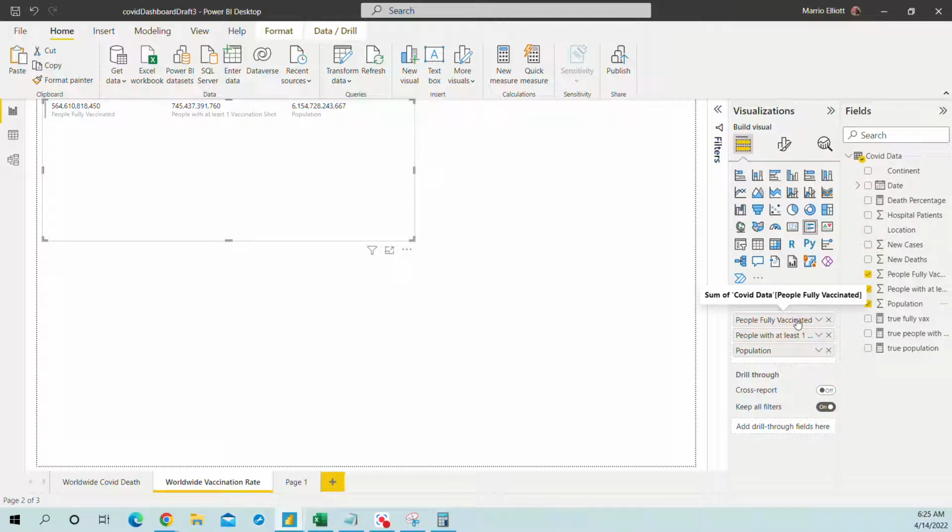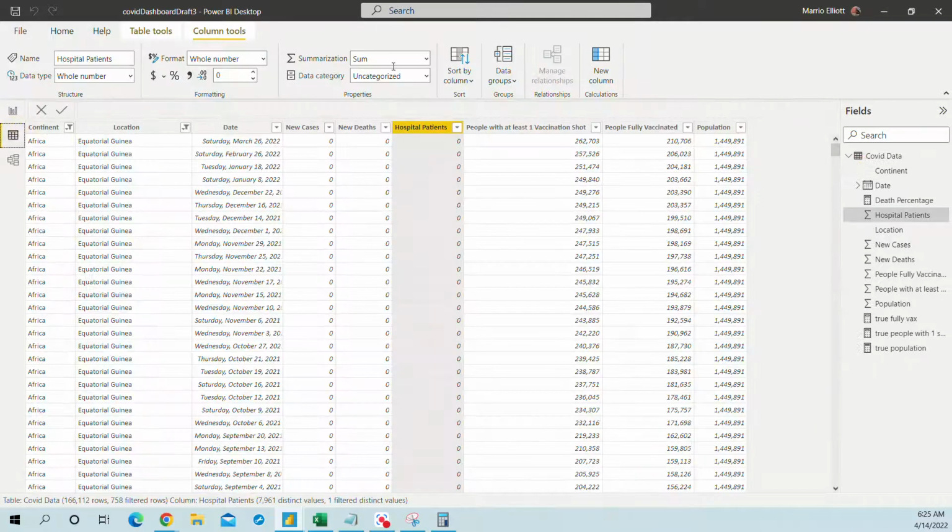The people fully vaccinated column. So if we go back in our data, we have the people fully vaccinated column, right? Cool. We want it to sum, but the idea is we want it to sum by each location, where it sums the people fully vaccinated in the United States plus the people fully vaccinated in Canada.